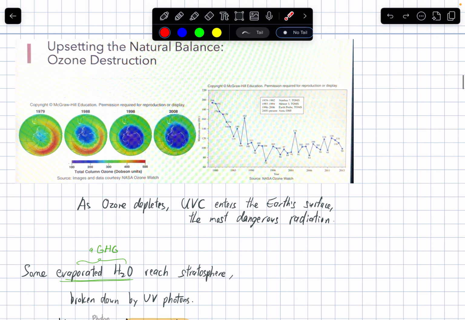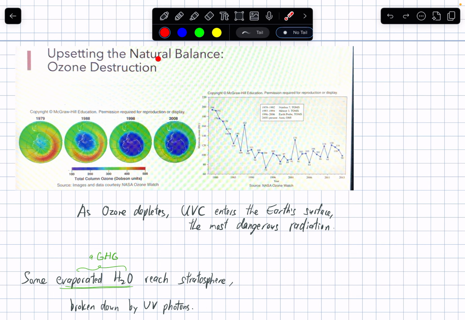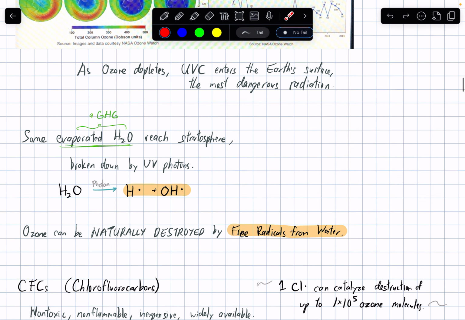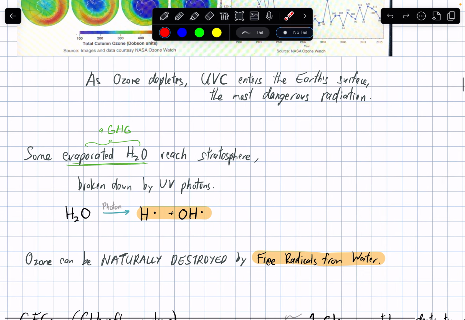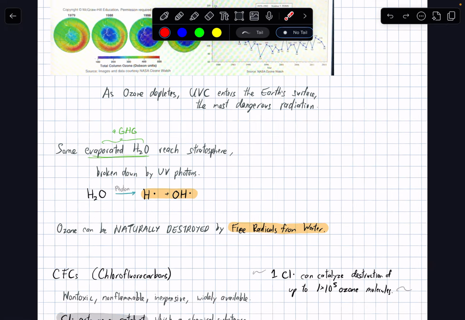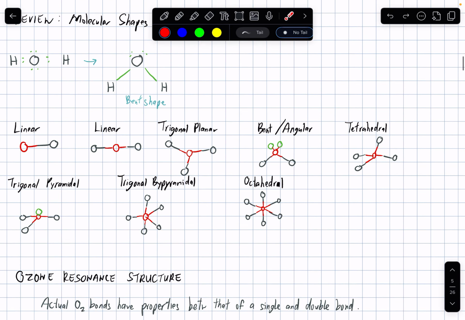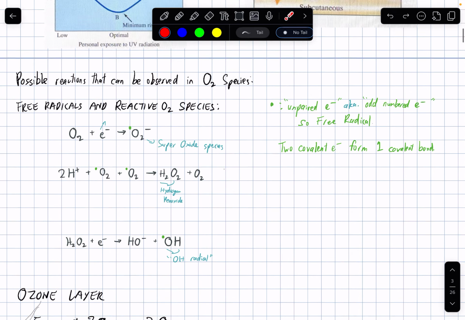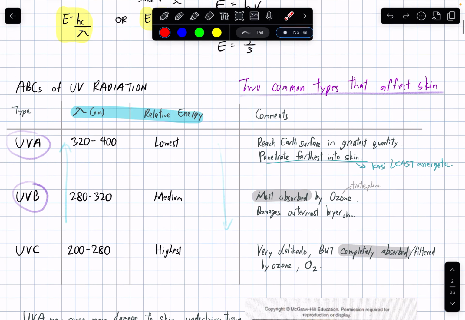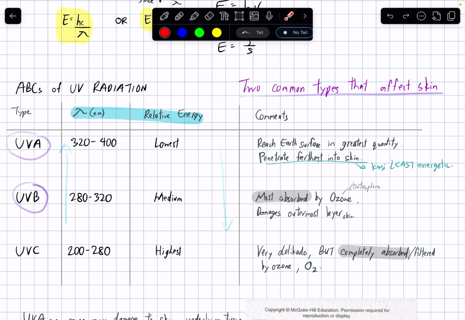Okay, so upsetting the natural balance: ozone destruction. As ozone depletes, as mentioned in the previous video, UVC is the type of radiation that we don't have to worry about unless we make it a problem. That's because naturally, the ozone and oxygen work together to completely absorb UVC, so it doesn't reach Earth's surface.